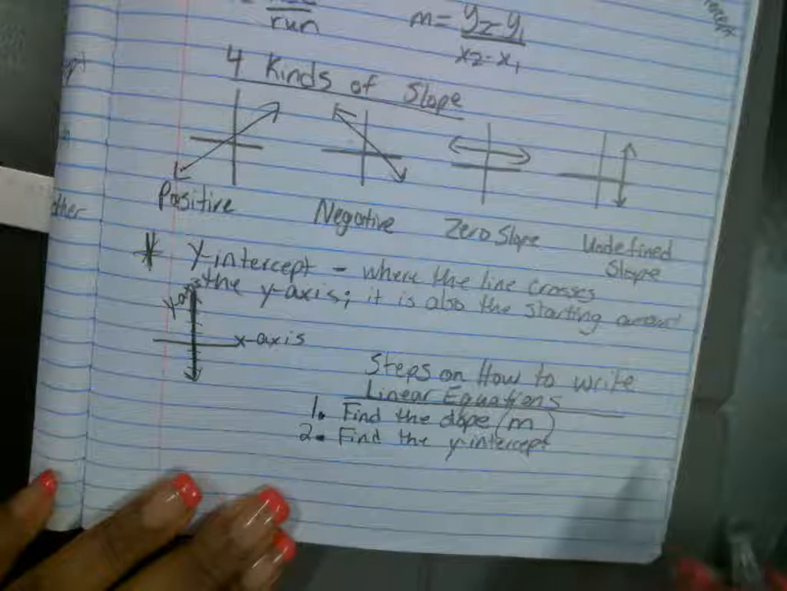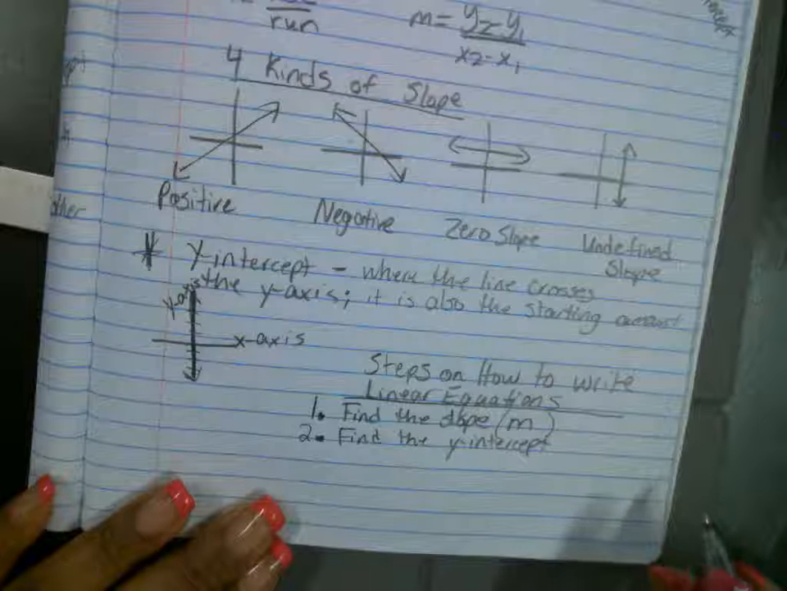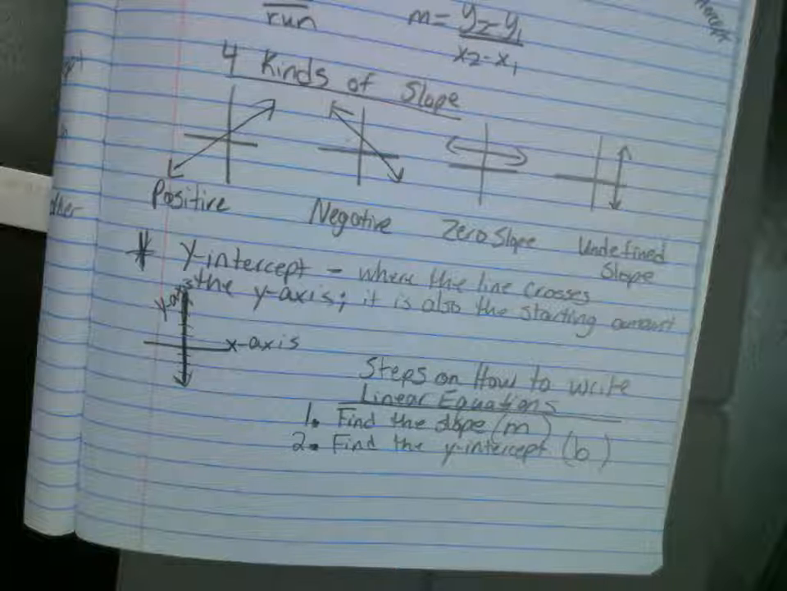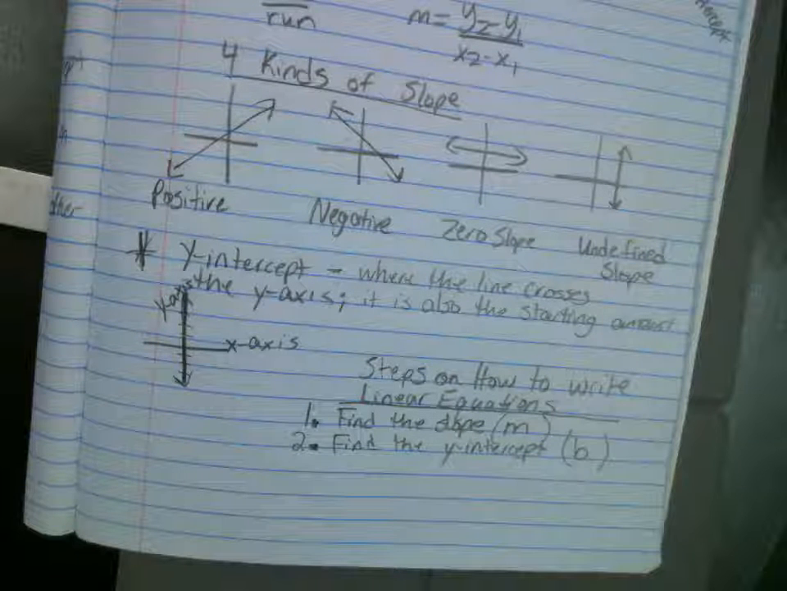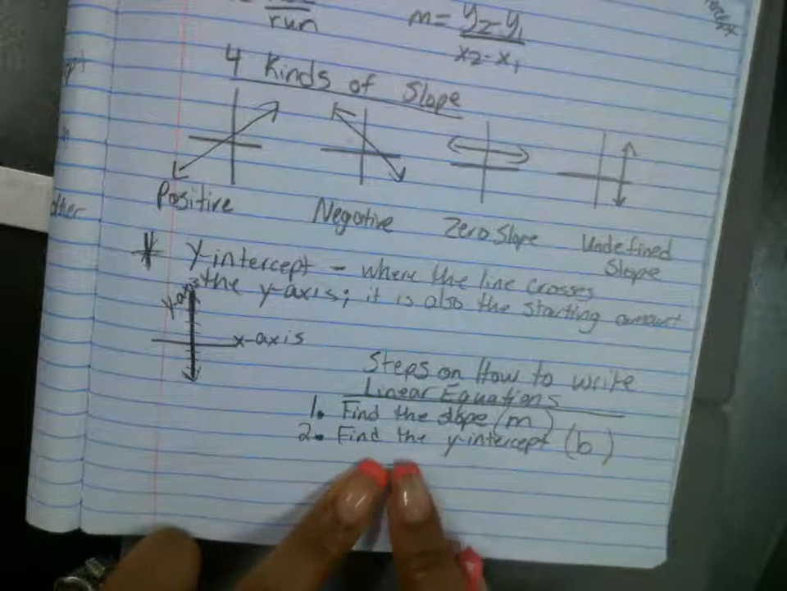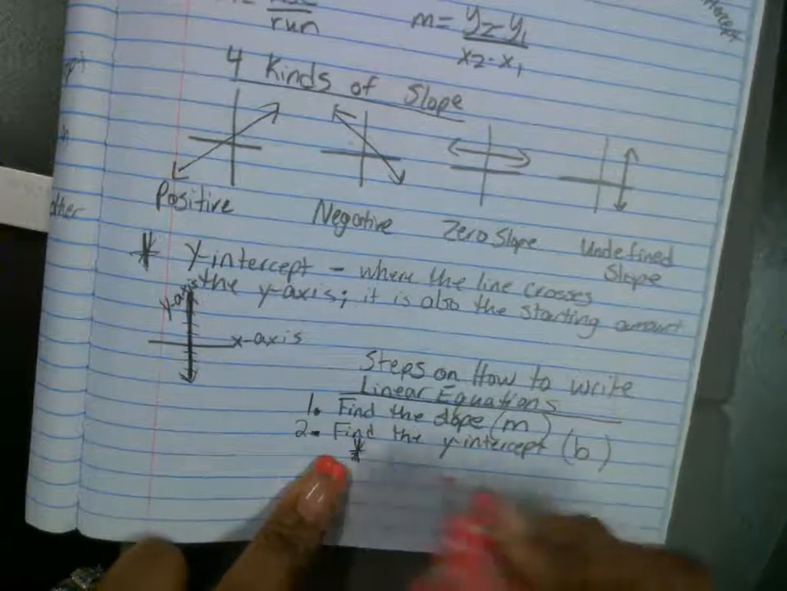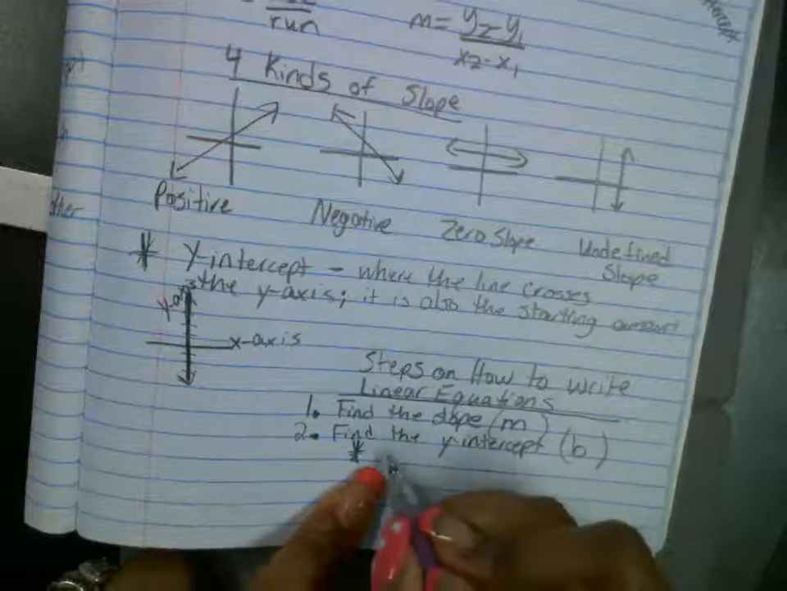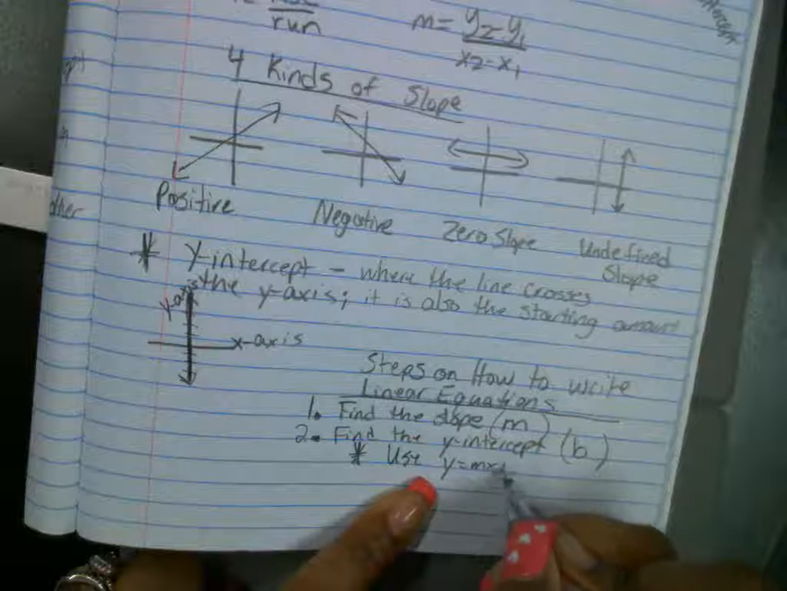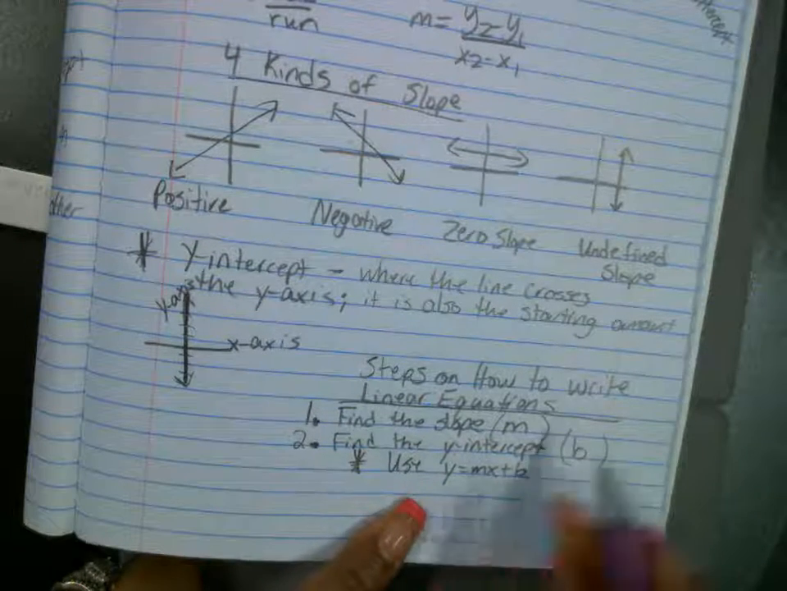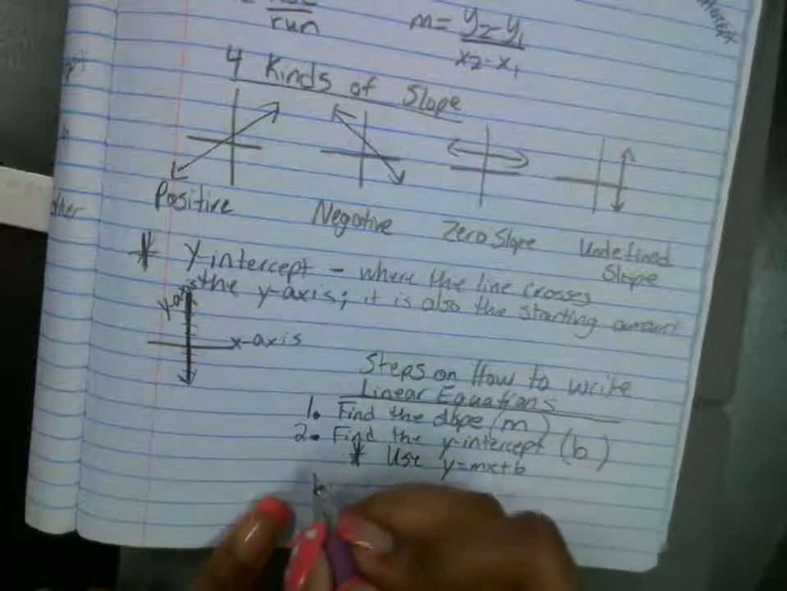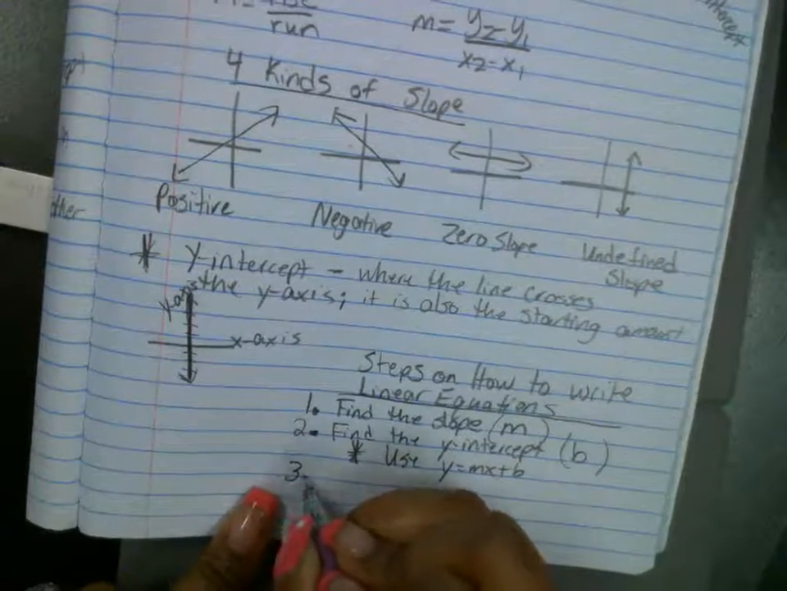All right. What's the letter for y-intercept? B. Okay. And then what's the last step? And remember, to find the y-intercept, if they don't give it to you, you use your slope-intercept form, y equals mx plus b. Okay? You use that to find it. You're going to solve for b.